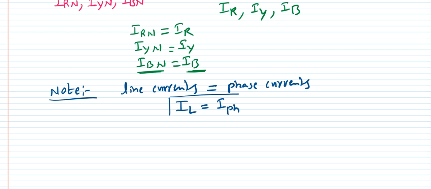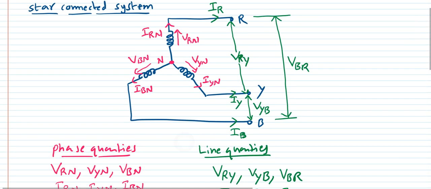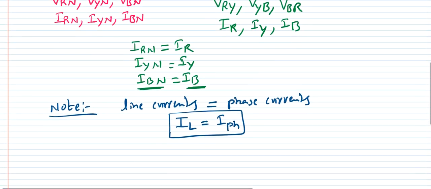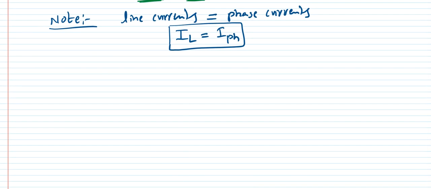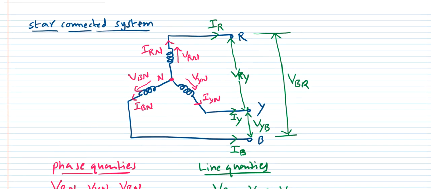So that is the one point I observed from this diagram. Now come back to this diagram here. If you want to write what VRY is, how are you going to write it here? So VRY, I am writing here, it is nothing but VRN minus VYN. How am I writing this? Because if you go back and see the diagram, I want to write what this VRY is.